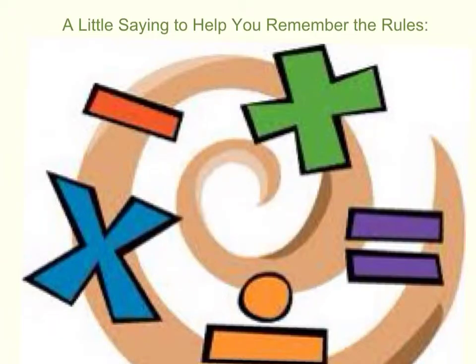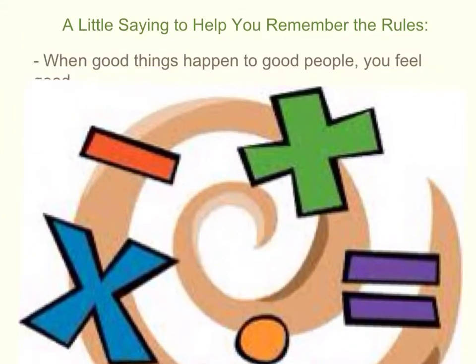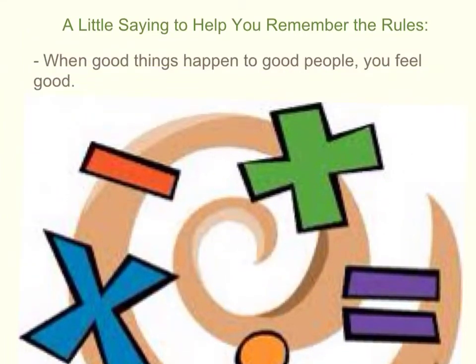When I first learned how to multiply and divide integers, my teacher gave me a little saying to help me remember the rules. Now I'd like to pass the sayings on to you. Please take a moment to look at all of the sayings as I go through them. Pause the video and write down each of the sayings. When good things happen to good people, you feel good. So a positive number times a positive number is positive, or a positive number divided by a positive number is positive.